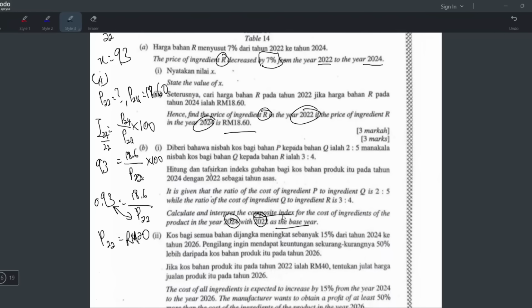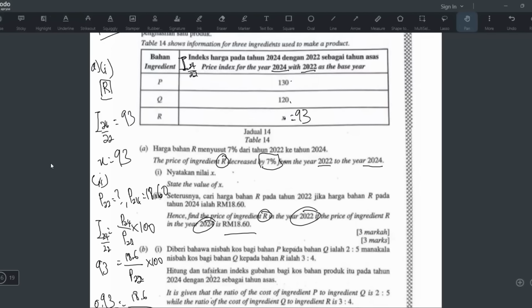So want to find composite index lah. But the composite index formula requires the weightage. So later we have to find out the weightage first. And they also ask to interpret, right? Okay, interpret is very easy one lah. Just write it increased how many percent, decreased how many percent. Yeah, very easy. Something like that, like price of ingredient decreased 7% like that lah. Okay, but we have to find out the composite index. So let's write down the weightage first.